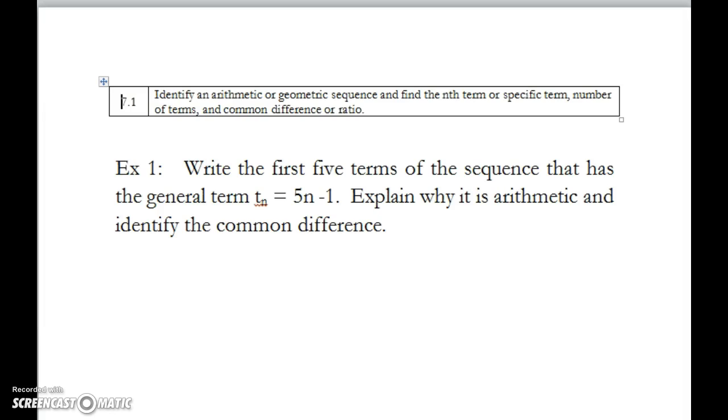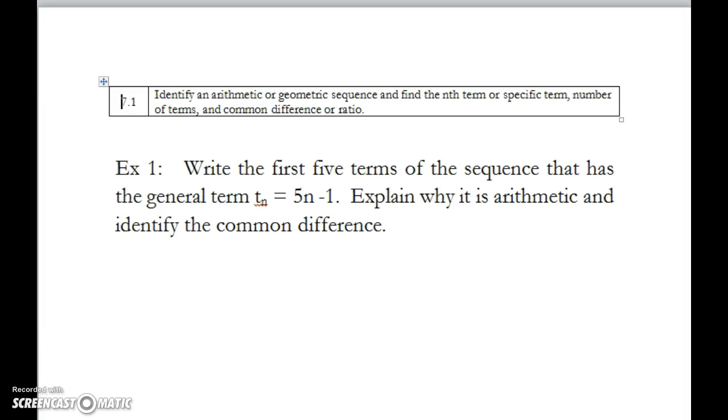The two parts would be part 1 for arithmetic, which is what you're viewing right now, and then a second part for geometric. And then Standard 7.2 is for finding sums. And so you'll find two videos for Standard 7.2 as well, one for arithmetic sums and one for geometric sums. So in this particular video, we're looking at sequences, specifically arithmetic sequences.